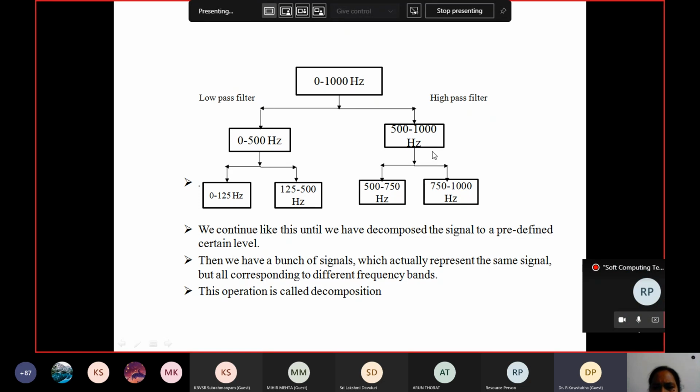The high frequency components are known as detail coefficients, and the low frequency components are known as approximations. For this work, I have taken the approximation coefficients. We continue like this until we have decomposed the signals to a predefined level. Then we have a bunch of signals which represent the same signal but correspond to different frequency bands. Different frequencies with the corresponding time we can also get. This operation is called decomposition.